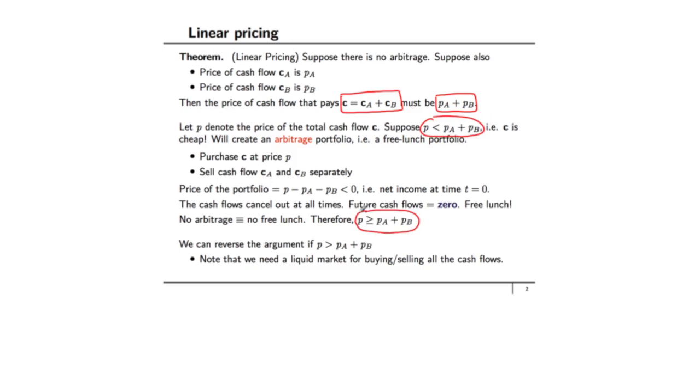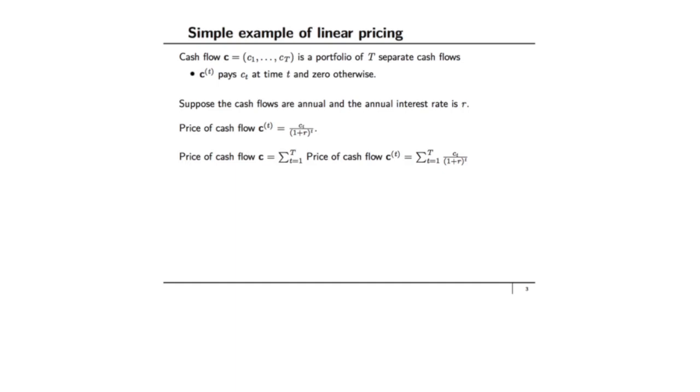We can reverse the argument if P is strictly greater than PA plus PB. What both of these results together show you is that the price P must be exactly equal to PA plus PB. Note that we have to have a liquid market for buying and selling these cash flows in order to have this no arbitrage result give us a bound on the prices. Once we have this no arbitrage result, we are going to see how we can apply that to a very simple example first, and then the floating rate bond next.